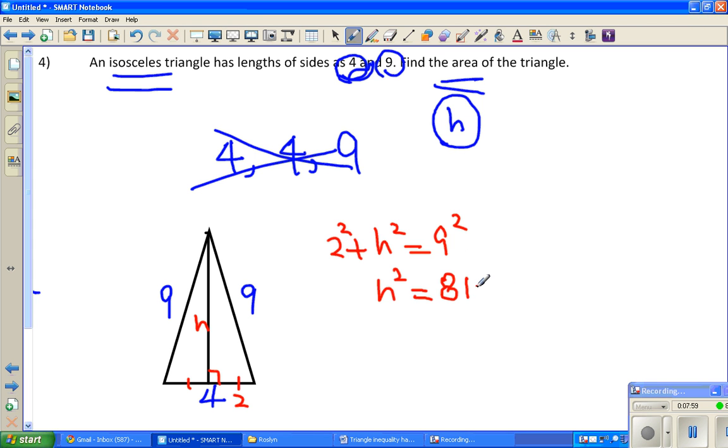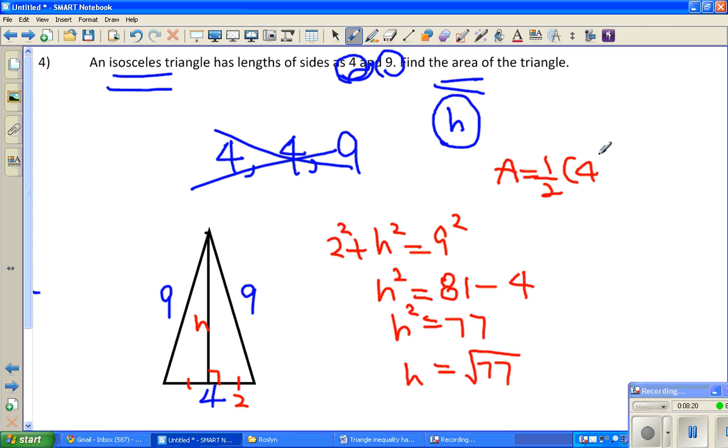squared, but because of 2 squared we will have to subtract 4, which will result in 77. That is h squared. That means our height will be square root of 77. Now, given that how we find the area of the triangle, then area of the triangle here will be equal to 1/2 our base, which is equal to 4. Our height, which is equal to square root of 77. Then we get to realize our area becomes 2 square root of 77. Becomes our final answer.